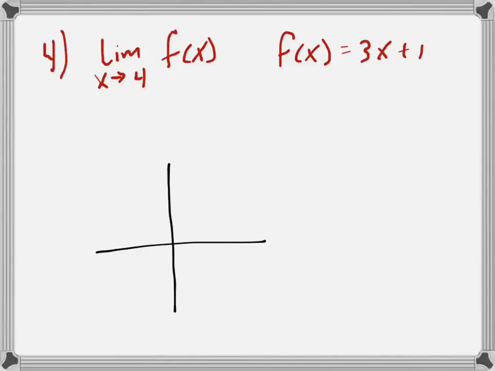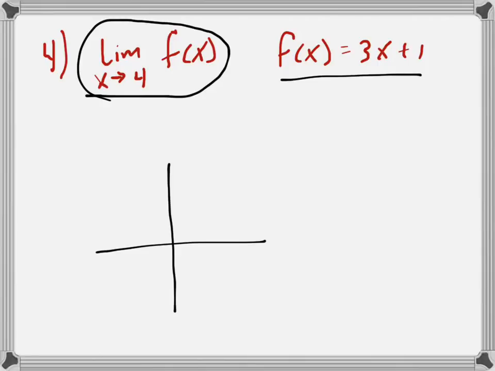Right, so they want us to graph it. The directions said graph this function and use the graph to find the limit. This, of course, is just a linear equation, and it goes through 1 on the y-axis, and then it goes up 3 over 1, so your graph's going to be like that. And they're asking us to find the limit as x goes to 4.